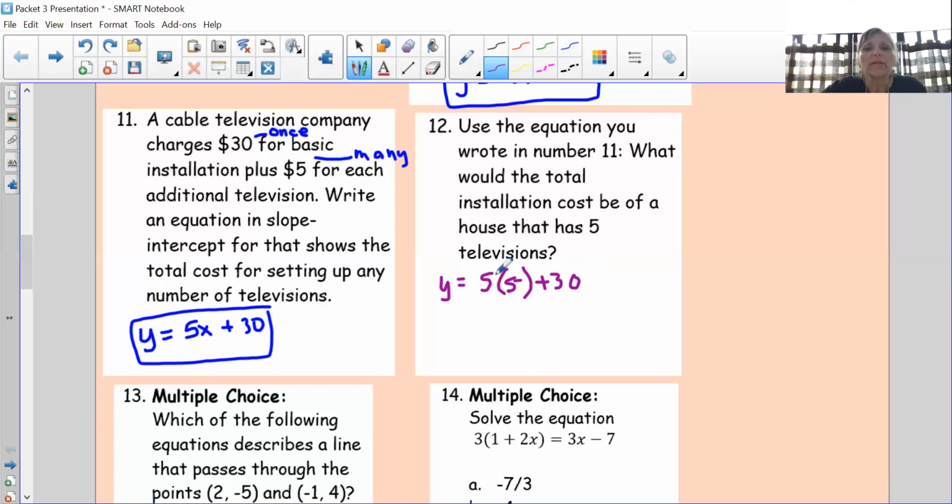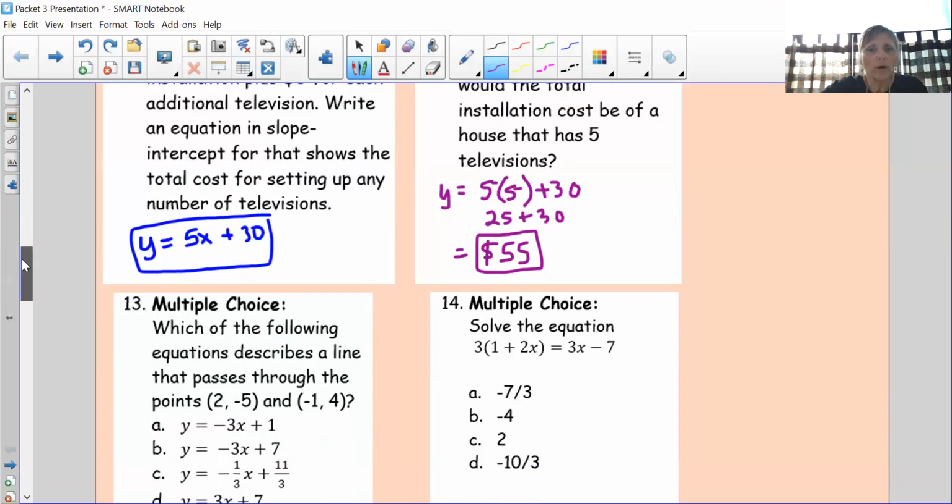5 times 5 is 25, plus 30, and that is a grand total of $55. So that's what it would be if you wanted to hook up the cable and have 5 TVs. Okay, going on to number 13.